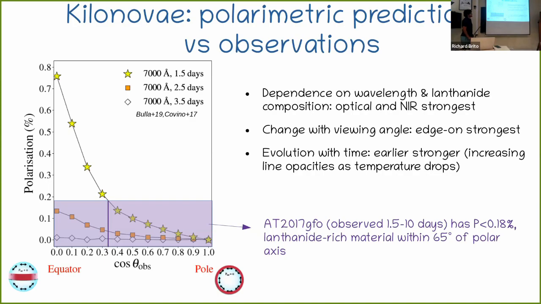So basically, this means we can discard, because we observed it also quite early, 1.5 days, all of these viewing angles. So we know that this kilonova, we were observing it within 65 degrees of the pole, right? So that's kind of interesting, and this angle agrees very well with some other studies of the GRBs, for example. So it's not the only way to constrain the viewing angle of the kilonova.